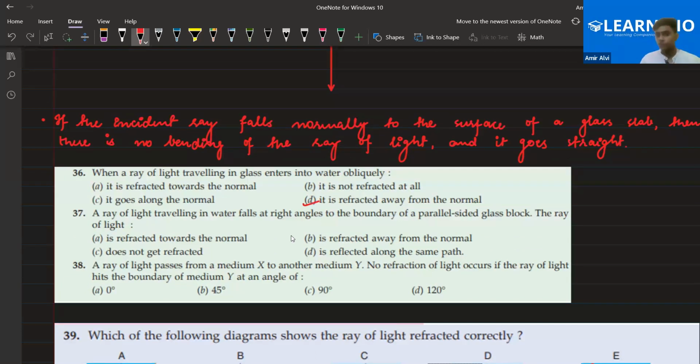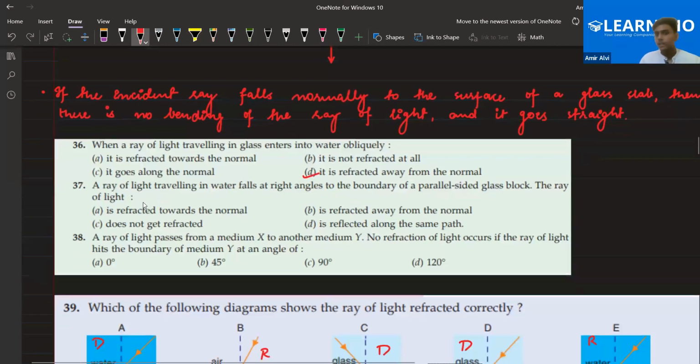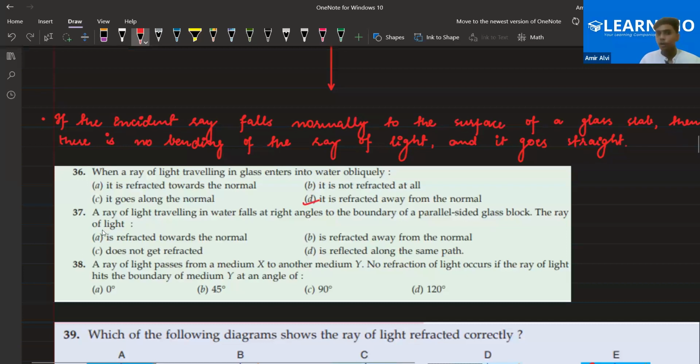Clear? So option D. Next: a ray of light falls at right angles to the boundary of a parallel-sided glass block. The ray of light does not get refracted because it is falling perpendicularly. Perpendicular ray, so there will be no refraction. Clear, kids? Any doubt so far to anybody? Sure? That's great.